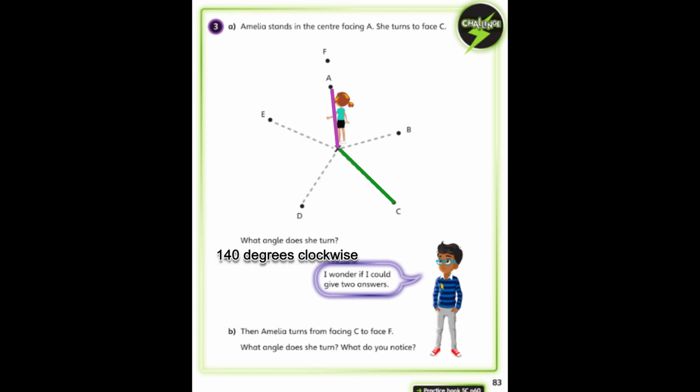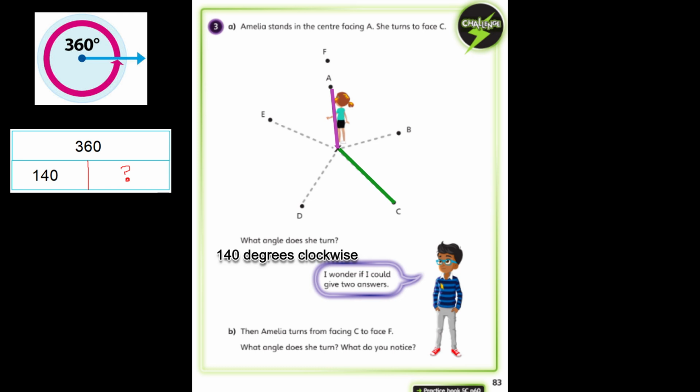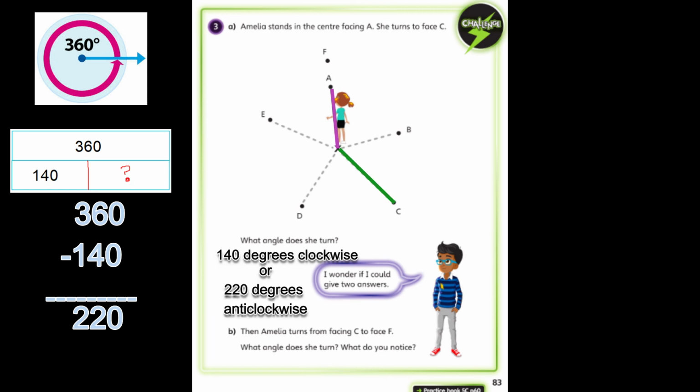So how can I work out what that angle would be? Well, I know that a full turn is how many degrees? 360. And if she turns from A to C 140 degrees, that means the other way is what's left to make 360. So I can simply do 360 degrees, or a full turn, minus 140 degrees, what she would have turned if she went the other way. And I'll find that the other turn would be 220 degrees anti-clockwise. All right, I like that question. It kind of makes you think outside the box.